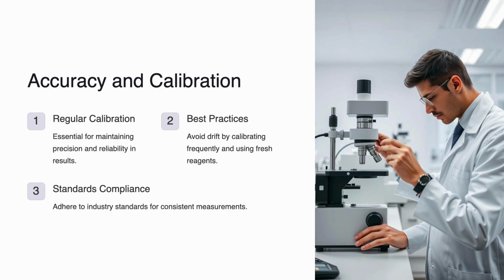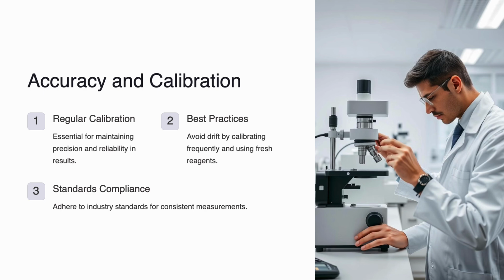Accuracy and calibration has to be done in order to run the reaction smoothly, as well as to keep the equipment safe from corrosion. So regular calibration is essential for maintaining the precision and reliability of results, as it is highly precise. In order to keep its precision and accuracy, we have to keep regularly calibrating. Best practices are avoiding drift by calibrating frequently and using fresh reagents.